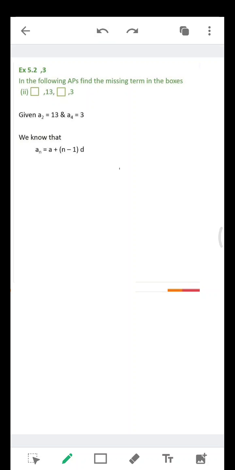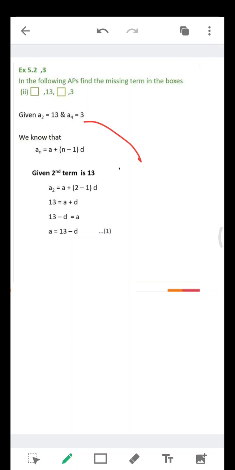We know the formula again, AN is equal to A plus N minus 1 into D. Now I'll make two equations here because I cannot find the value of D directly. With A2 I get one equation. If I substitute in the formula, A2 will be A plus 2 minus 1 into D. I can even write directly A plus 1D. So A plus D is equal to 13. So A is equal to 13 minus D. This is our equation number 1.